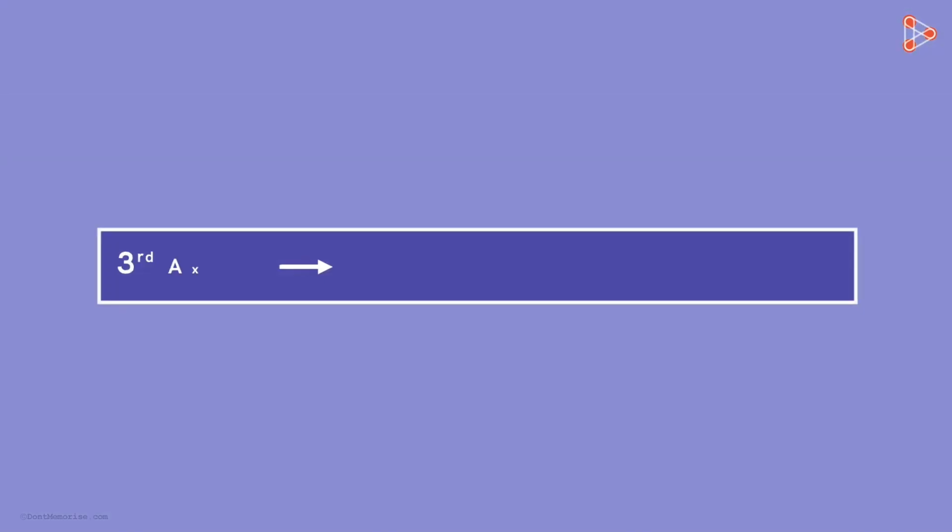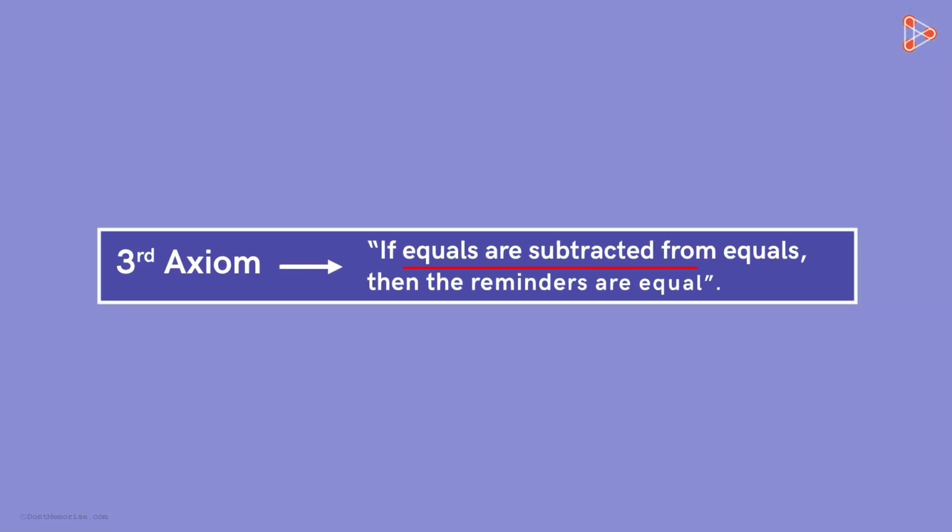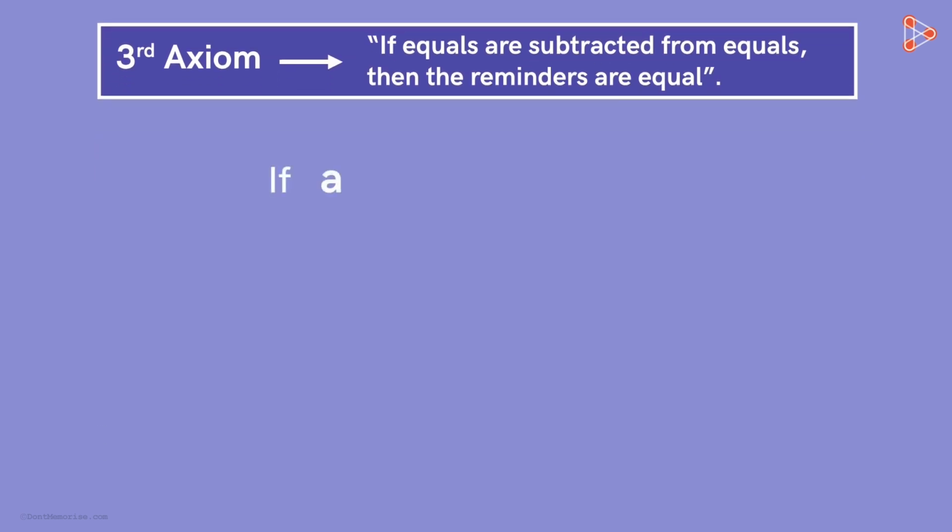The third axiom says that if equals are subtracted from equals, then the remainders are equal. Similar to the second axiom, if a quantity A is equal to C and quantity B is equal to D, then A minus B will be equal to C minus D.